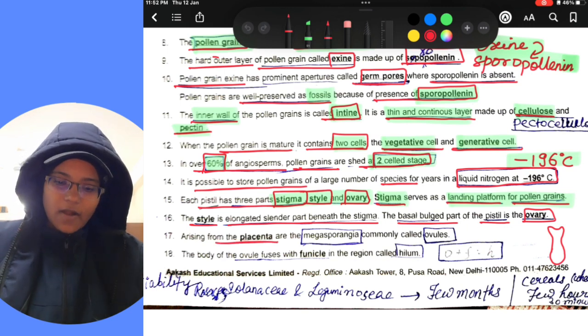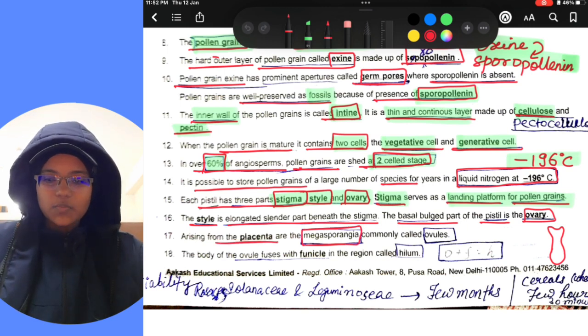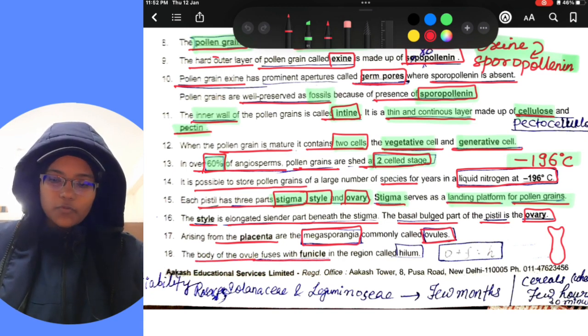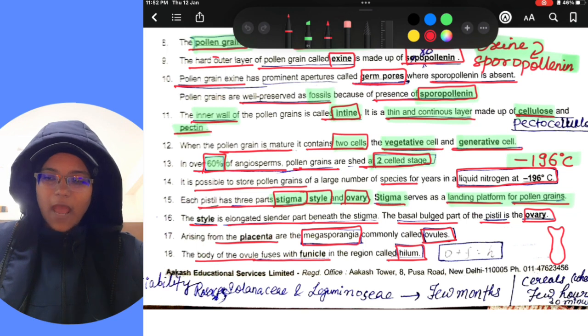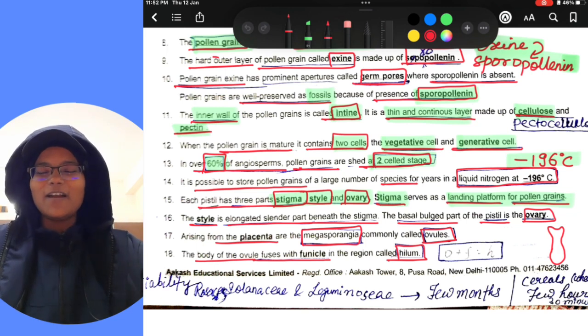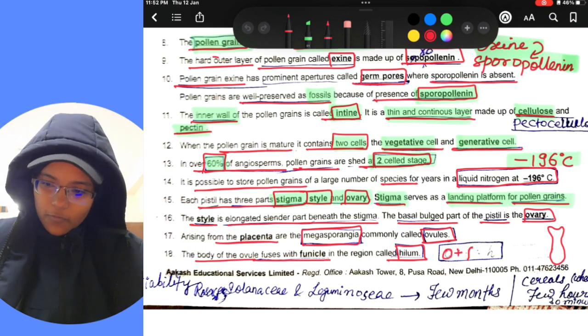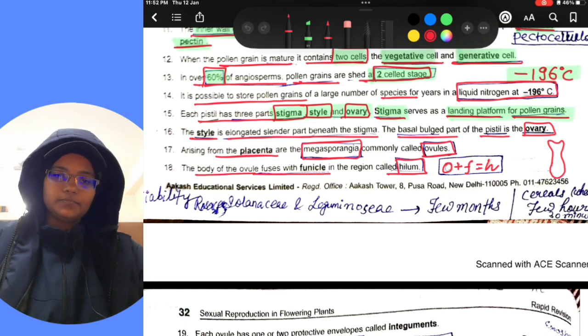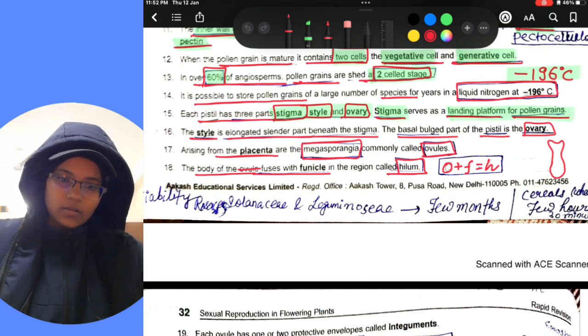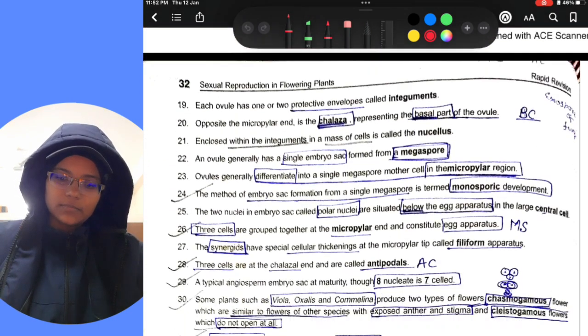Arising from the placenta are the megasporangia, commonly called ovules. The body of the ovule fuses with the funicle in the region called the hilum. You can remember it like this: ovule plus funicle gives the hilum.